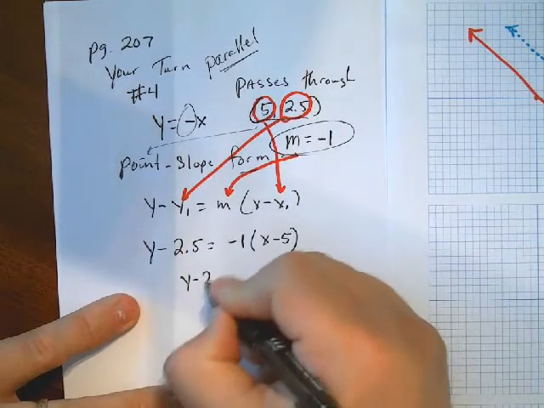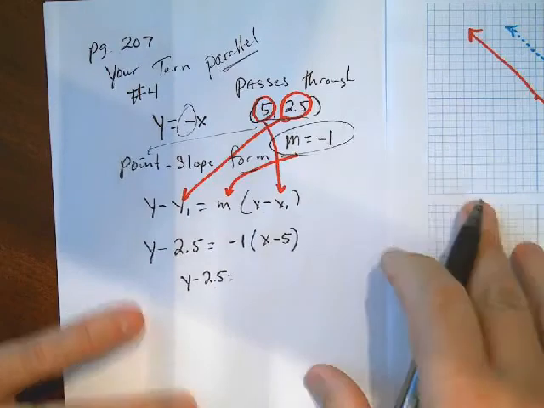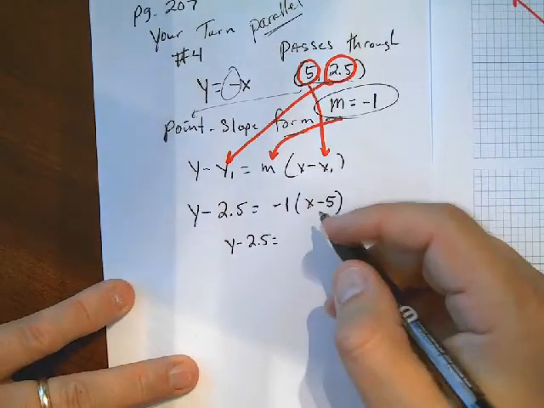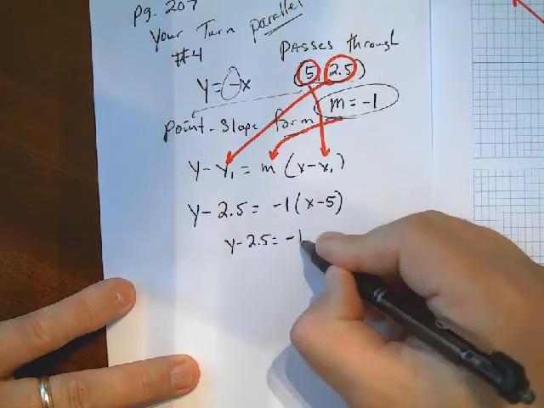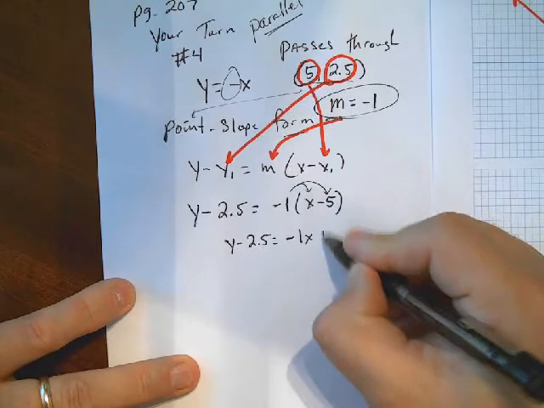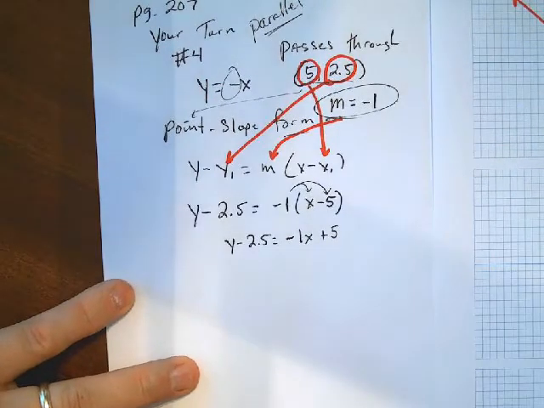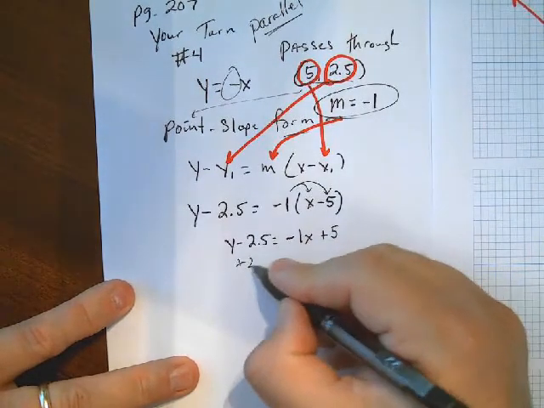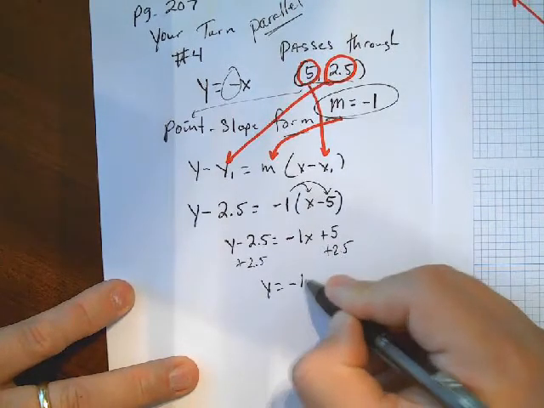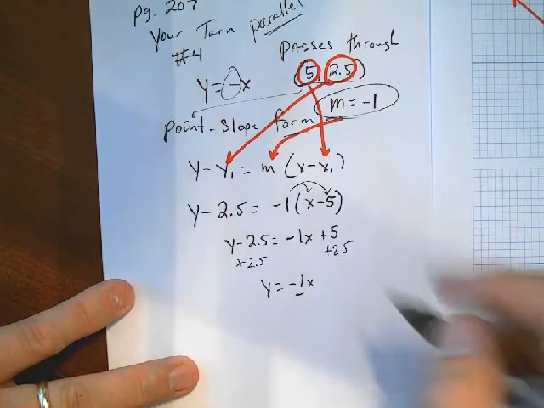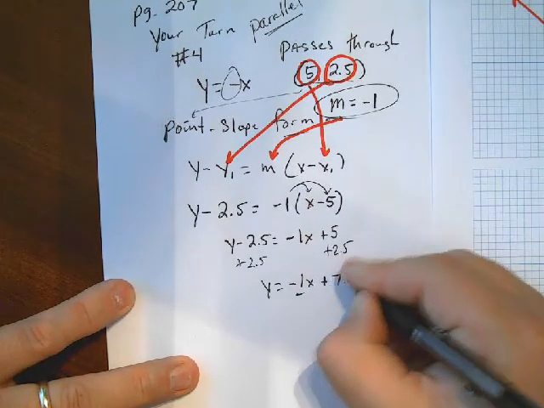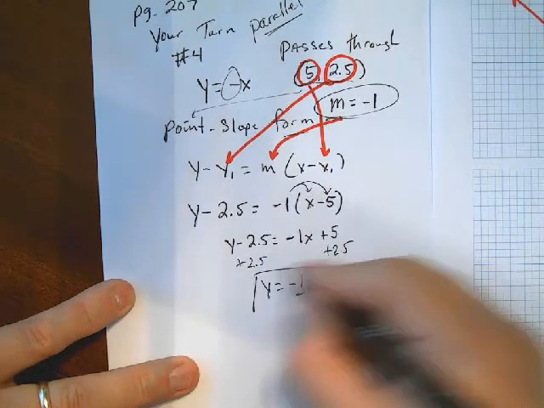All right, let's simplify. Let's distribute the negative 1. So we have y minus 2.5. You guys still see on the screen with the shadow? Sorry about that. And then we have negative 1x, because we're distributing, and that's plus 5. Now we're going to add 2.5 to both sides. And now we have y is equal to negative 1x, same slope. I like that. Plus 7.5. And that's the equation that we were going for.